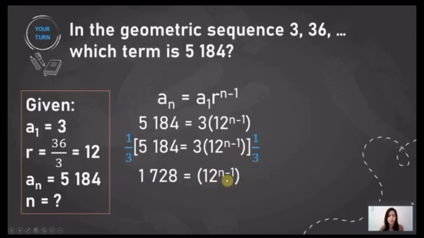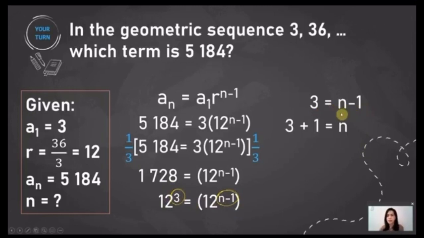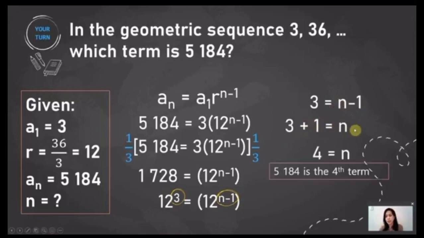minus 1. And then we can write 1728 as 12 raised to 3. Then 12 raised to n minus 1. Okay? Since we already have the same bases, we work on the exponents. So 3 is equal to n minus 1. We can write this one as 3 plus 1 is equal to n, so our n is equal to 4. Therefore, in the geometric sequence 3, 36, 5184 is the fourth term. Did you get the same answer?